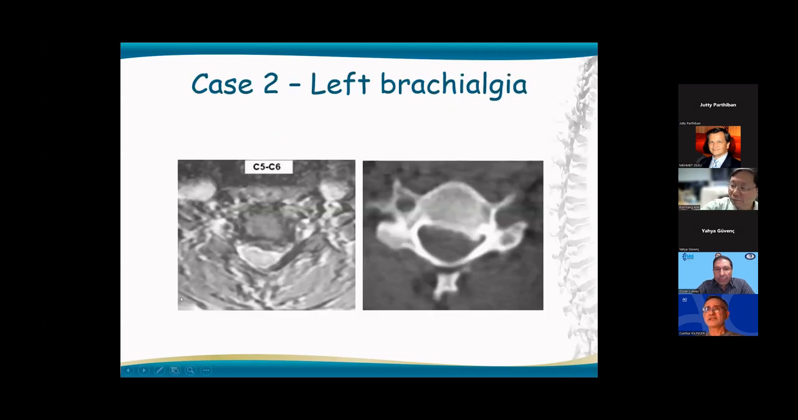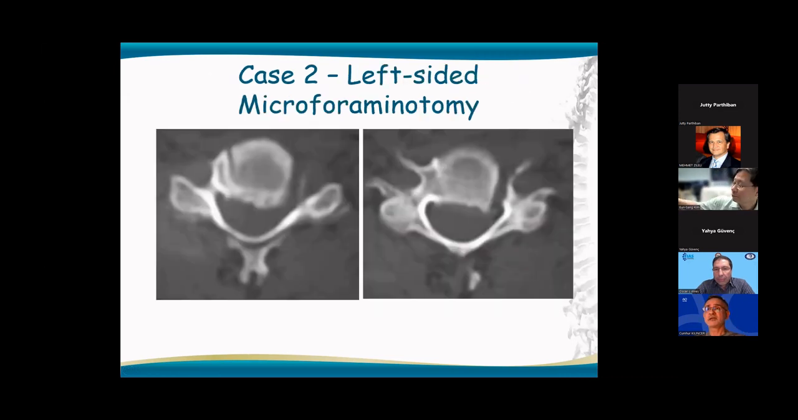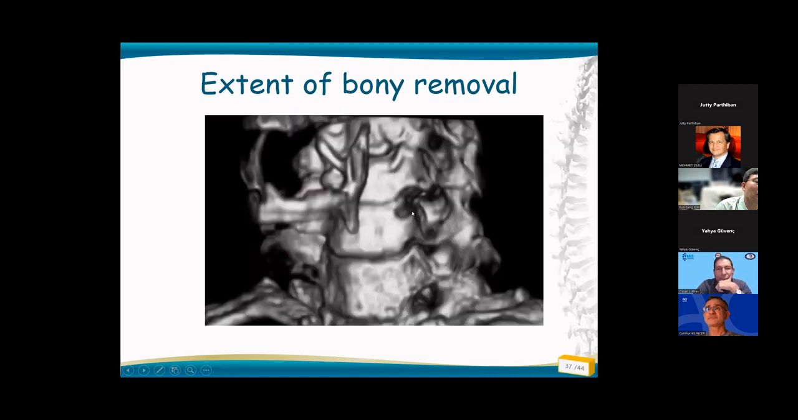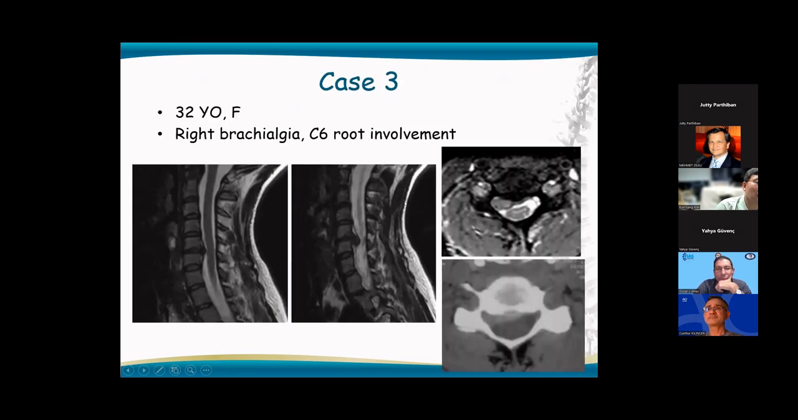This is the second case I show you. This is C6 root involvement. There is neurology in that patient, and we operated on that lady with anterior foraminotomy from that view. And you see the area of bone resection and removal of the offending lesion. And this shows the extent of bony removal after that surgery. This is 3D.